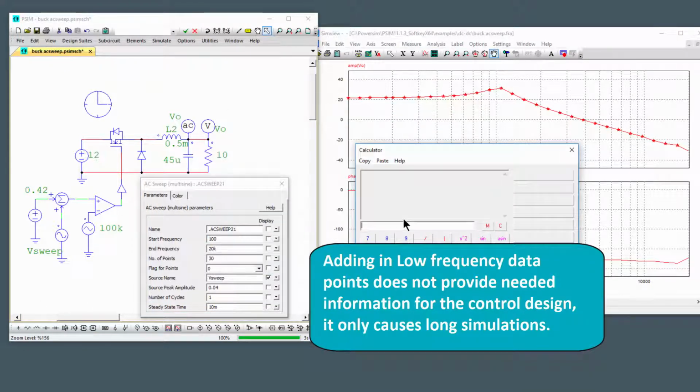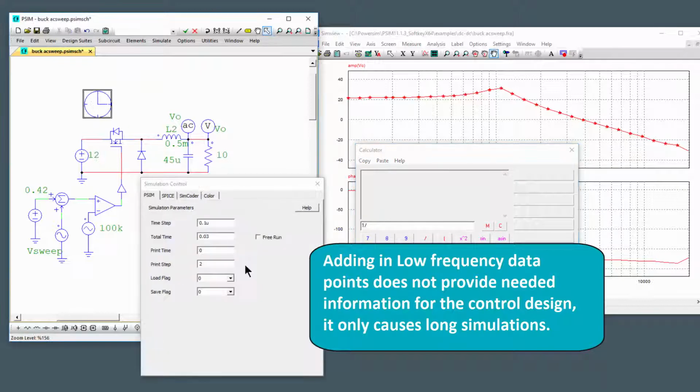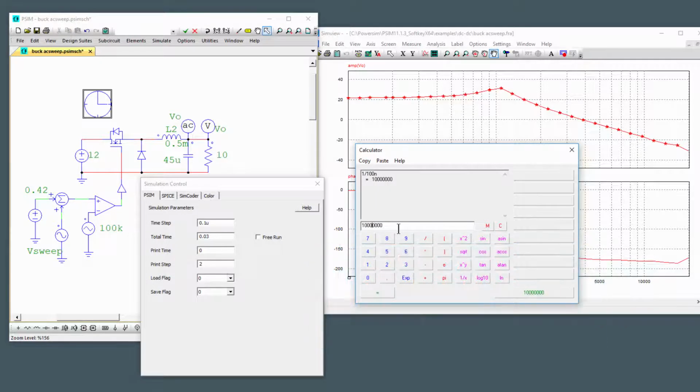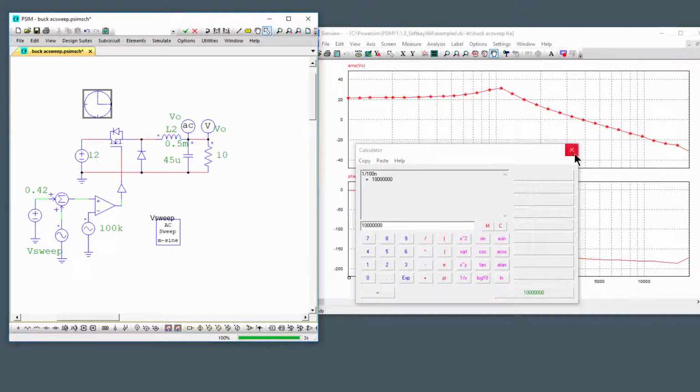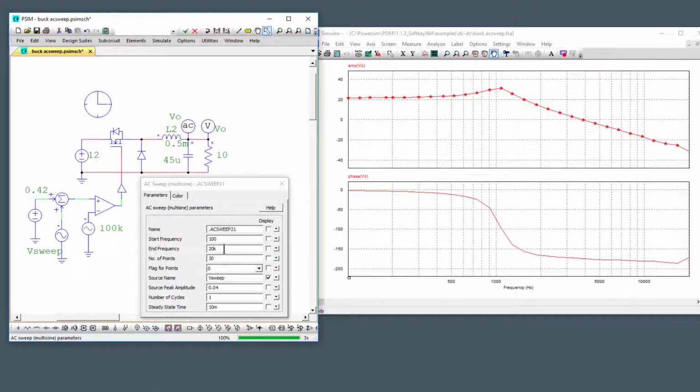So if we want to run 1 hertz, that's going to be 1 second, which at 100 nanoseconds per time step is going to be a lot. It's going to be 10 million data points that we need to compute just so we can get that low frequency data point, which is going to have a gain of 20 dB and a phase of 0. We know that already just by looking at this. So if you really want that low frequency data point, we can just edit the data itself to add that in. That's not really going to be very useful for us.